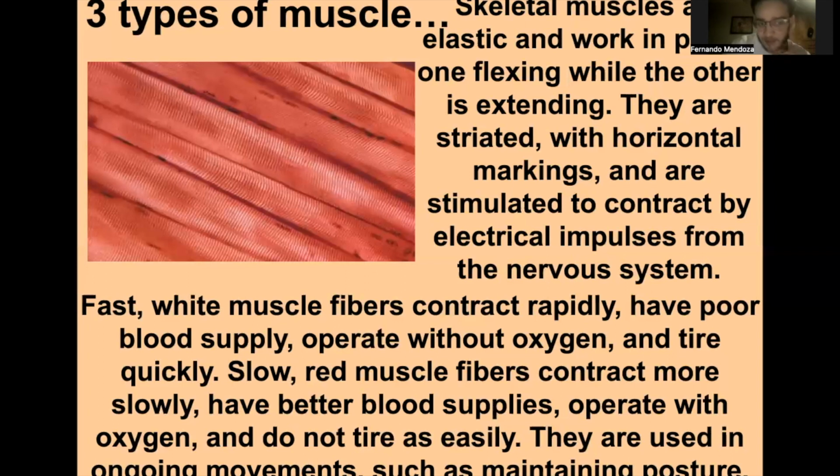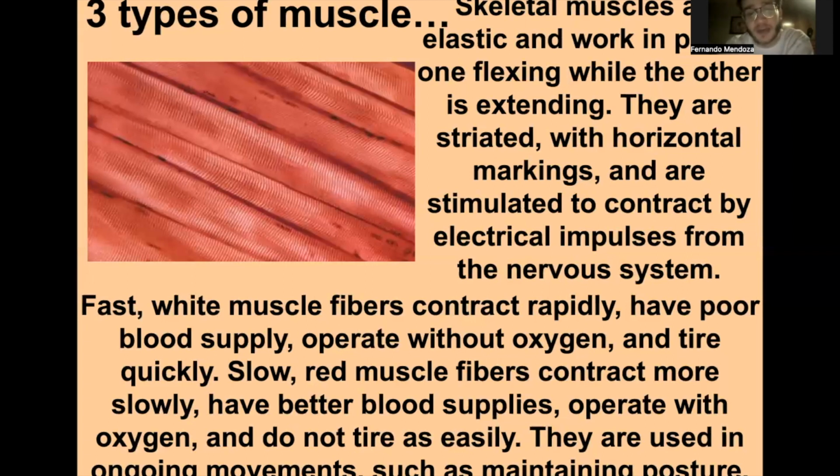This action is really fast, and the white muscle fibers will contract rapidly, but they will have a poor blood supply. That's why these types of fibers are white, because they have a poor blood supply, and the color of the other fibers comes from blood. So that's why these are white. And these fibers can operate without oxygen, and they tire quickly.